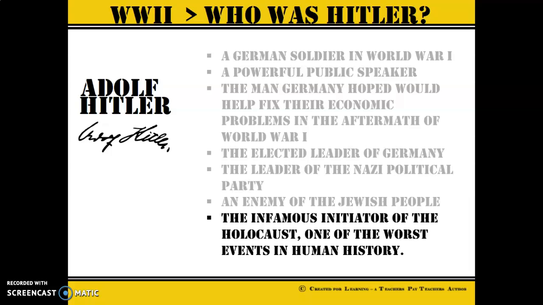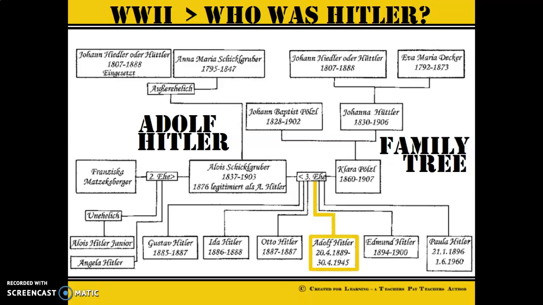And then he was also the infamous initiator of the Holocaust, which is one of the worst events in human history. And in some of those web quests that you did, I know we learned that millions of Jews and millions of others were killed in the Holocaust. And he's the one who started it all. This is a family tree. You can see in that yellow highlight, there is Adolf Hitler right there, born in April of 1889 and died in April 1945. Okay.